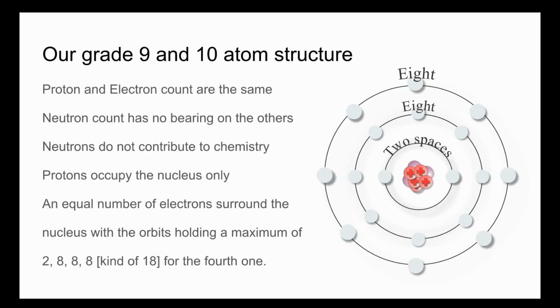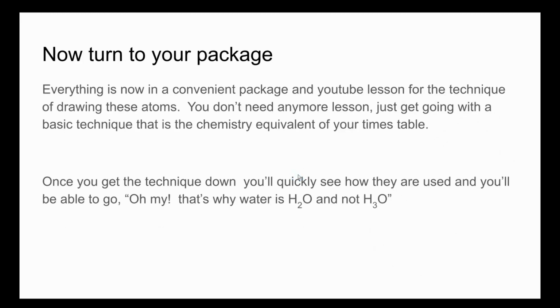So here is your grade 9 and 10 structure. Proton and electron count are the same. Neutron count has no bearing on the others. Neutrons do not contribute to chemistry. Protons occupy the nucleus only. There must be an equal number of electrons surrounding the nucleus with the orbits holding a maximum of 2, 8, and 8. And we rarely stray into the fourth orbit in grade 9. Everything else is now going to be in that package I gave you.